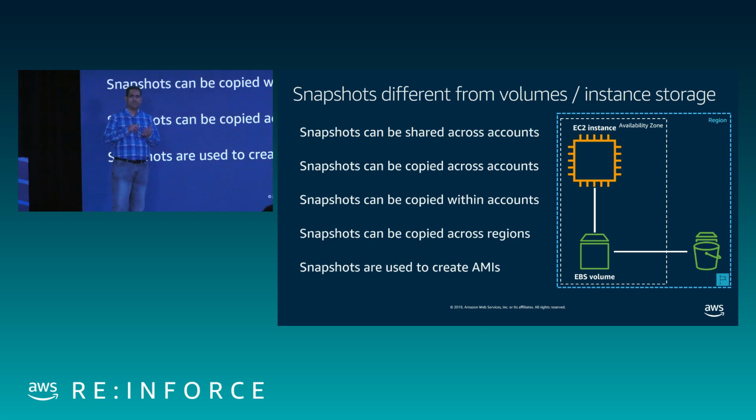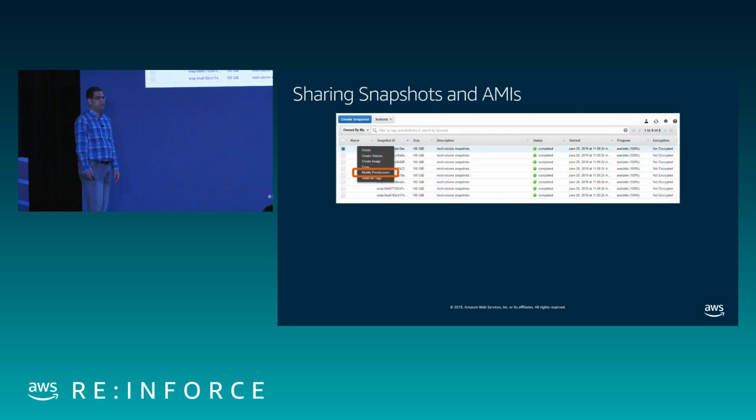And so you have to think about security when you're sharing snapshots. You have to think about security when you're copying snapshots. And you have to think about security in the context of snapshots as well as AMIs, right? And that's exactly what we're going to do now. So let's start with sharing. How do you go about sharing a snapshot?